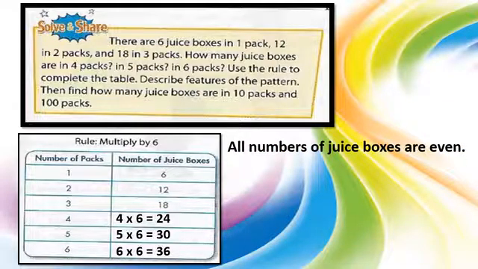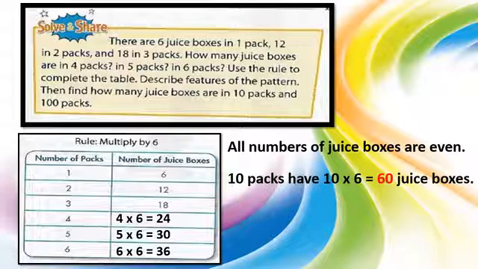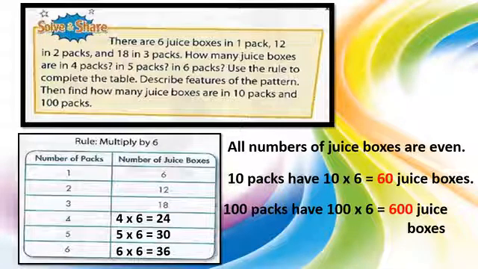Now, look at the number of juice boxes. They are all even numbers. And then to find how many juice boxes are in 10 packs, we are going to multiply 10 by 6. So the answer is 60 juice boxes. And for the 100 packs, of course, we're still going to multiply it by 6. So 100 times 6 is equal to 600 juice boxes.